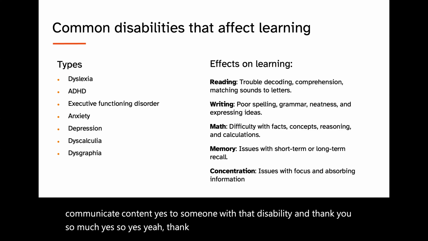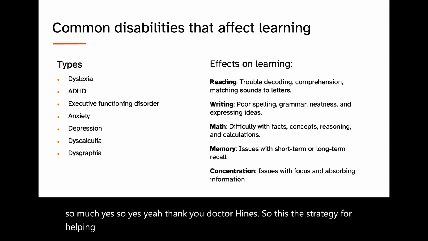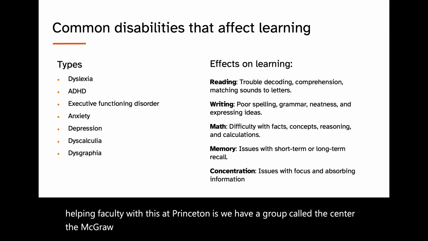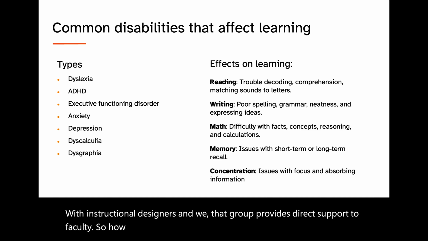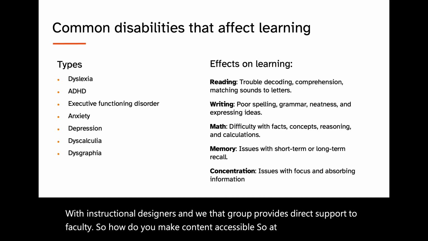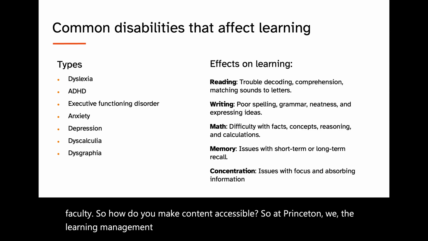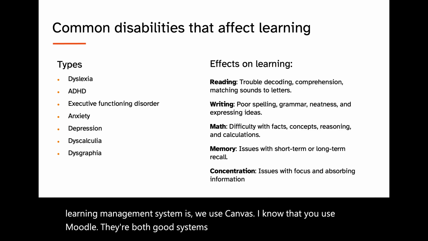Thank you, Dr. Hines. So the strategy for helping faculty with this at Princeton is we have a group called the McGraw Center for Teaching and Learning, with instructional designers, and that group provides direct support to faculty. So how do you make content accessible? At Princeton, the learning management system we use is Canvas. I know that you use Moodle. They're both good systems. There is a lot of support built into those systems.